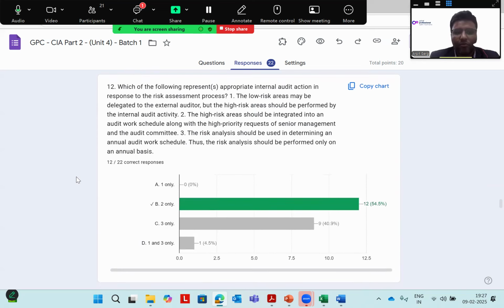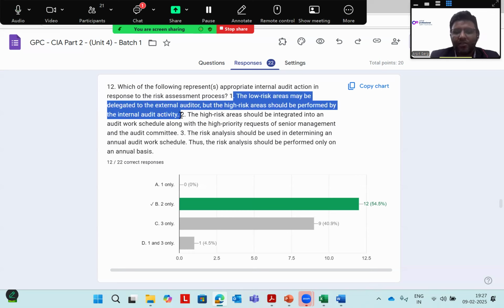People, moving on to question number 12. Again, a lot of you have made a mistake here. Let's talk about it. It says which of the following represents appropriate employment action in response to the risk assessment process? The low risk areas may be delegated to the external auditor, but the high risk areas should be performed by the employed activity. Is this correct? What do you think? Is it correct? No, this is not correct, right?